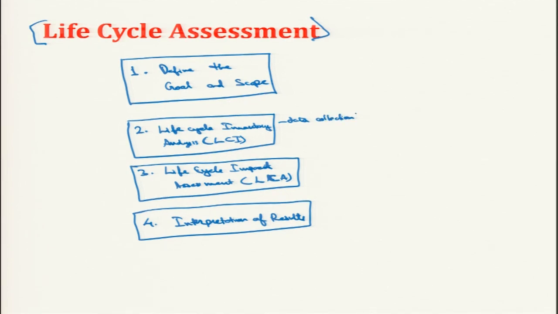Okay, life cycle impact analysis. The results of the LCI, or the life cycle inventory analysis, are transformed into environmental impacts, then weights are given to them. In interpretation of results, we identify the most important environmental impact and limits and uncertainties for that. So, these things are conducted here.